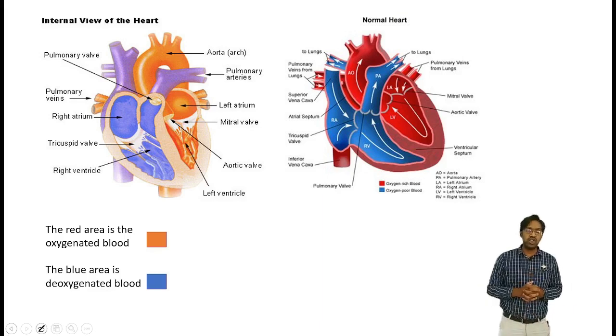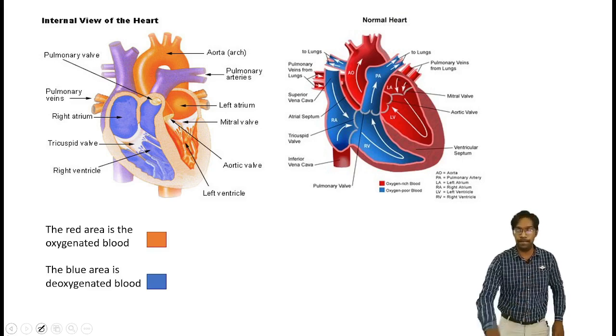See the internal structure of the heart. The red area is the oxygenated area, meaning oxygenated blood is present, and the blue area is the deoxygenated blood.